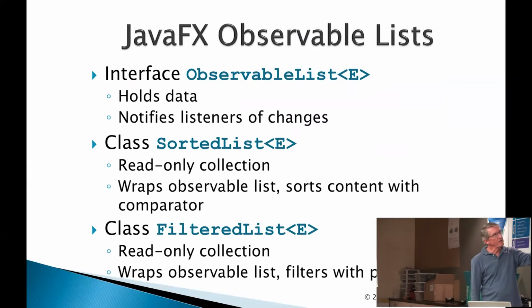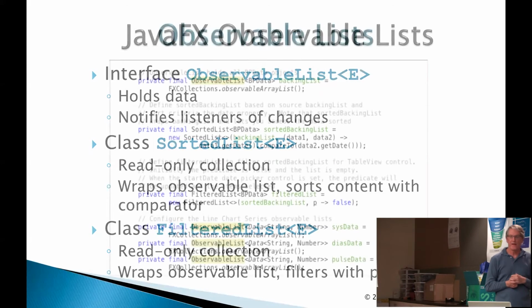We are also using, as Gail said, a sorted list, which is a read-only collection, and it's wrapping an observable list and sorts the content for you using a comparator that you specify, which is what we did in our application. And then there's also a filtered list, another read-only collection that wraps an observable list, and you use a predicate, true or false, right, to filter out what you want to go into that list.